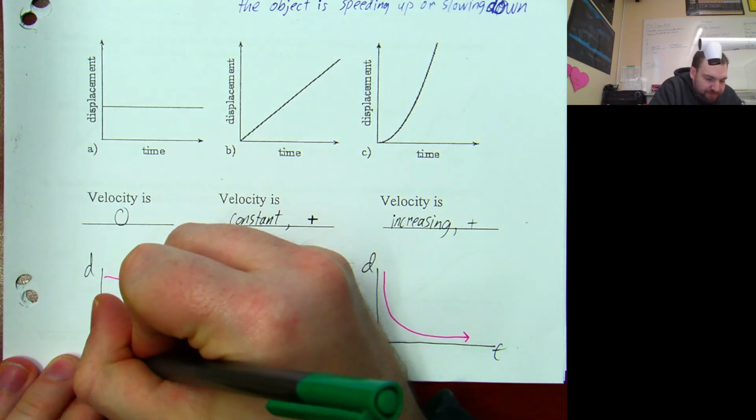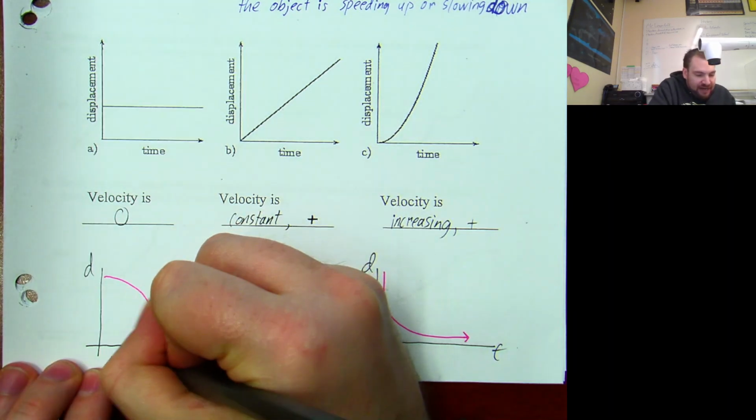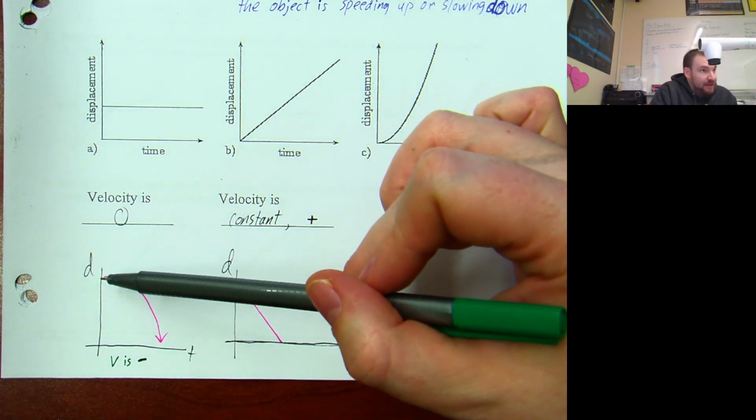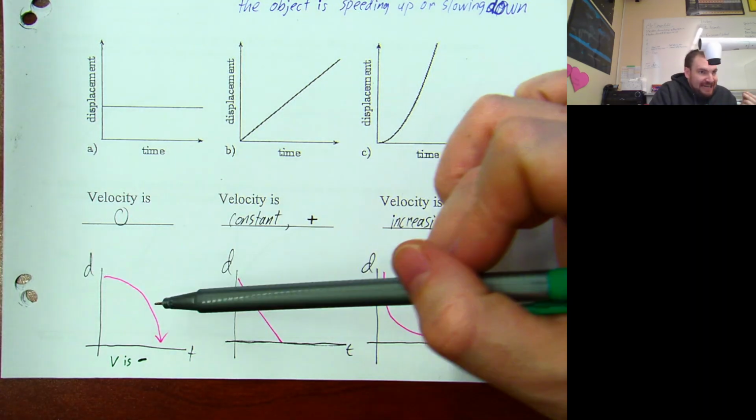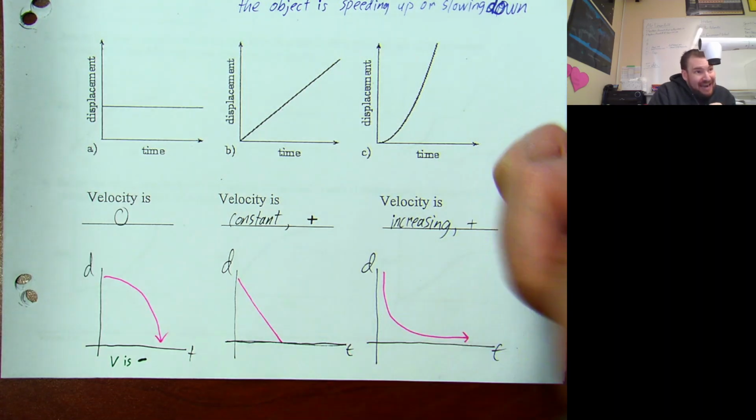So v, we know it's negative. How do we know it's negative? Because on a position time graph, the graph is going downwards in a negative direction. The slope is negative. So the velocity is negative. What does that mean?